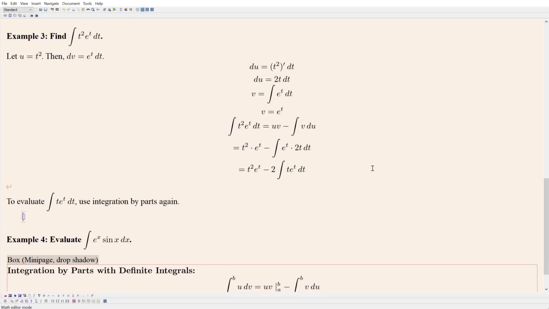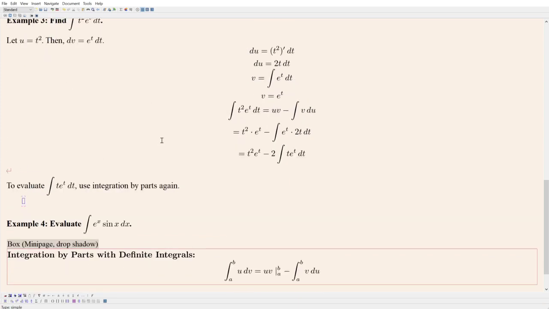So let's see. Once again, let's start from the top. We need to choose a u. Inverse trig functions, no. Logarithmic functions, no. Algebraic functions, yes. T is an algebraic function.